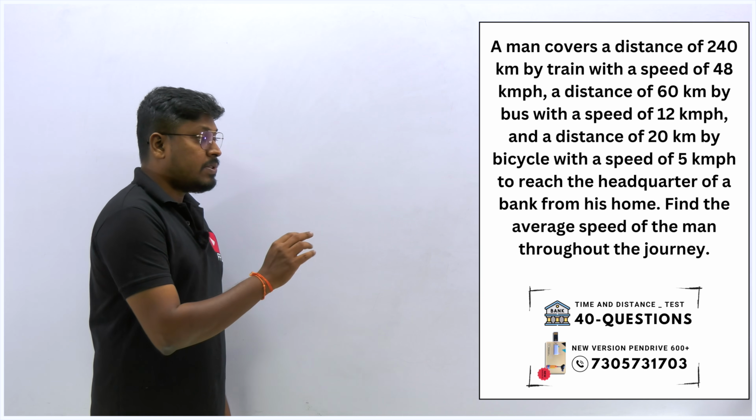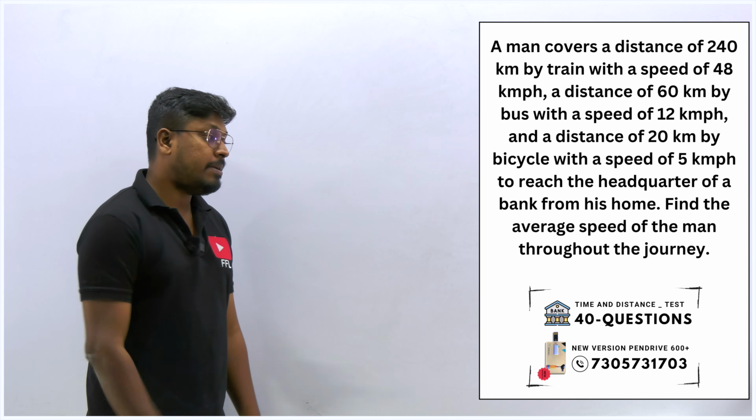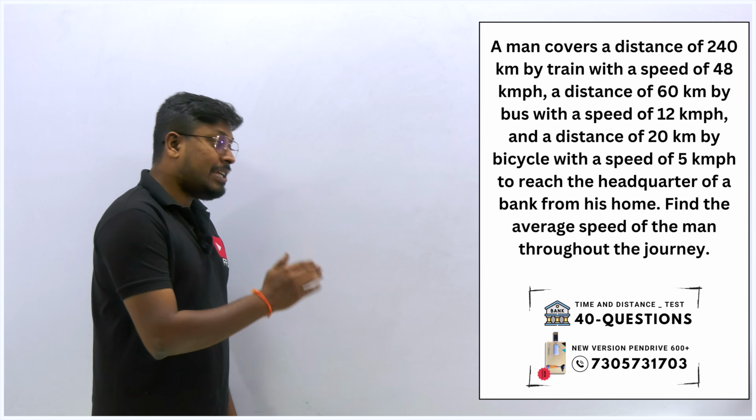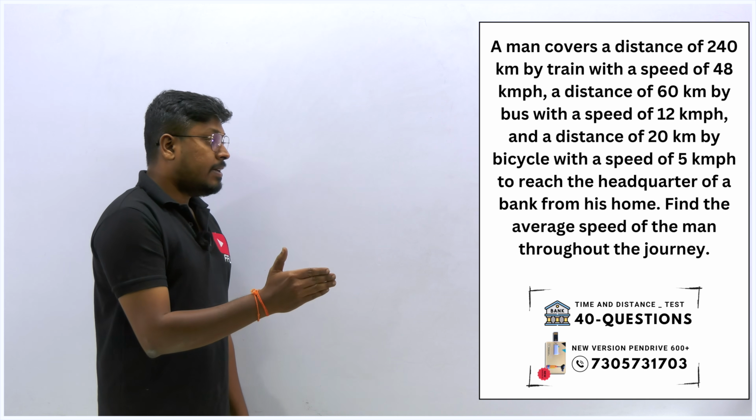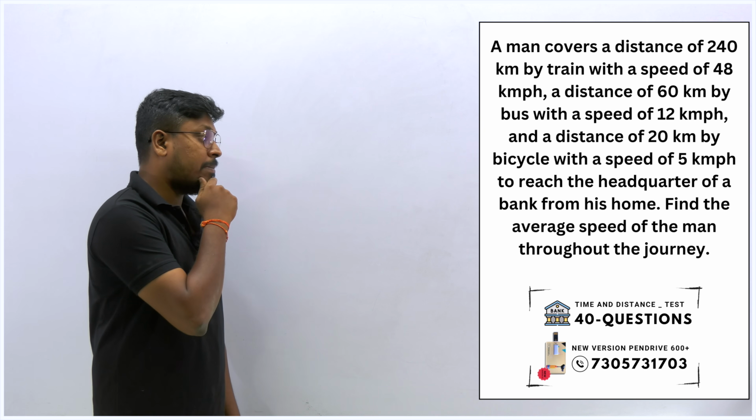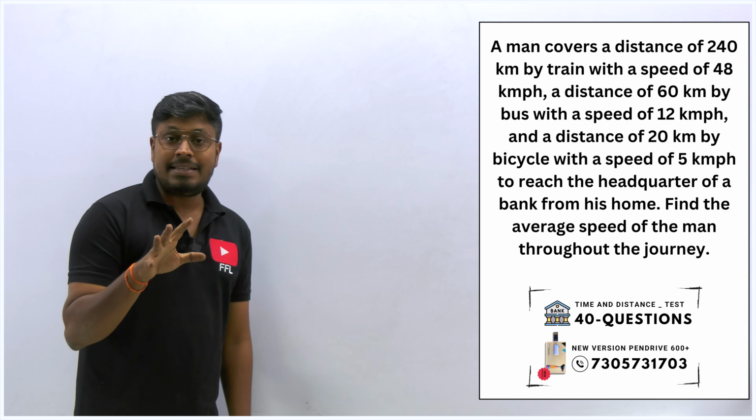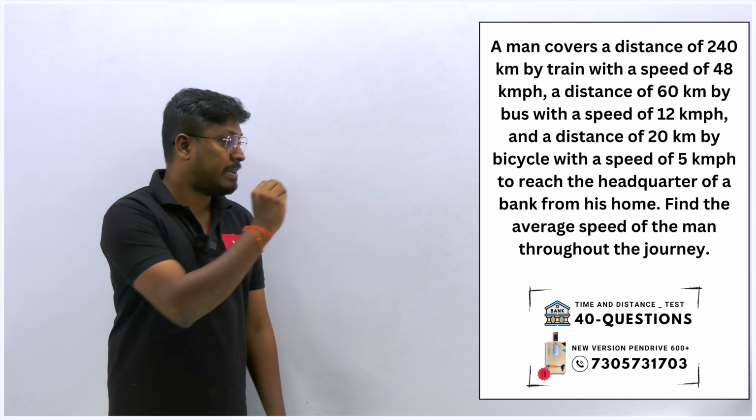Next question. A man covers a distance of 240 kilometers by train with a speed of 48 kilometers per hour, a distance of 60 kilometers by bus, and then they have given another distance by cycle. From a bank to his home, okay, so find the average speed of the man throughout the journey.